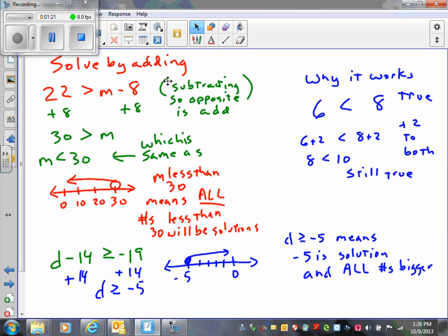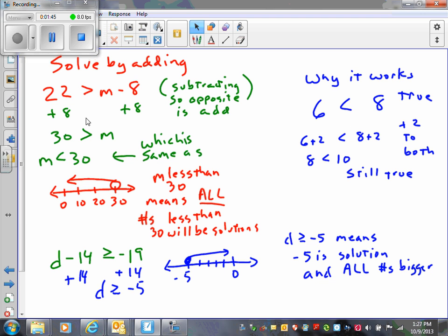If we're solving by adding, that means we must be subtracting from the variable. Again, don't get stuck in the habit of moving from the left side to the right side. Find the variable and move away from the variable. So I got 22 is greater than m minus 8. We're subtracting 8, so we have to add 8 to both sides. We get 30 is greater than m.